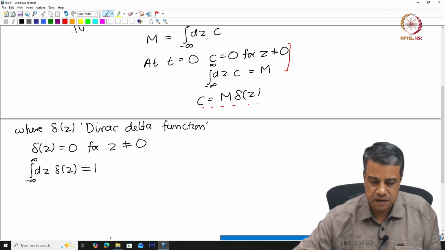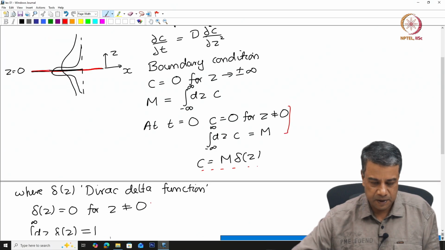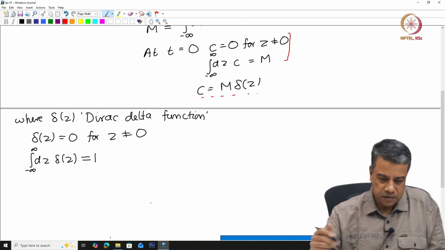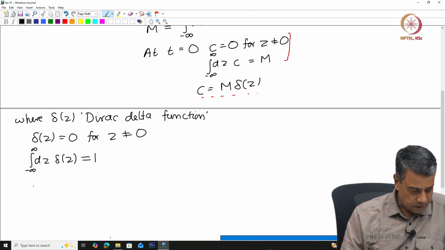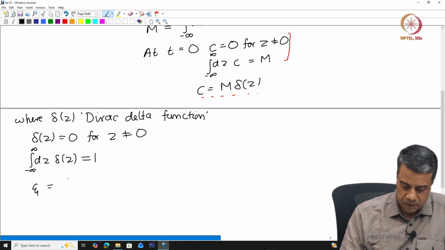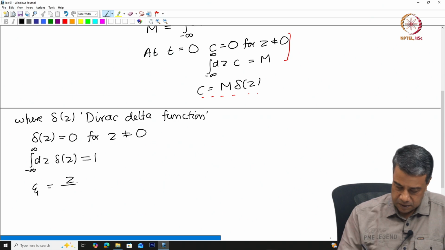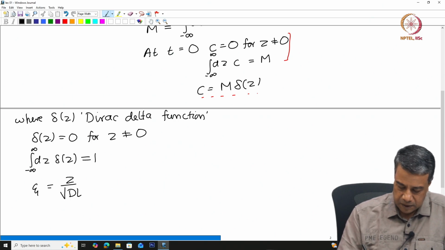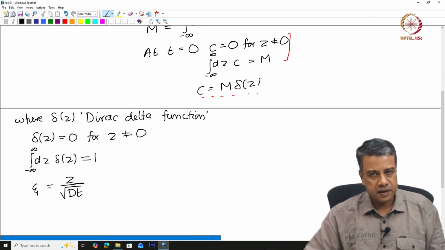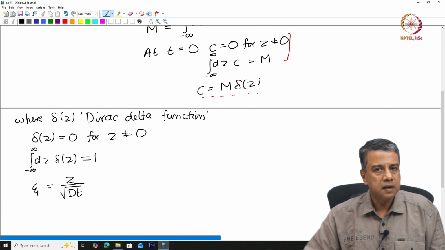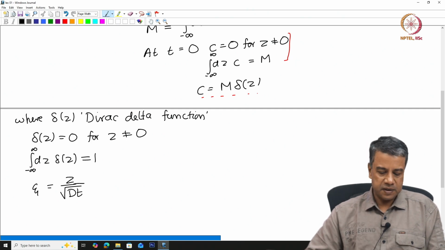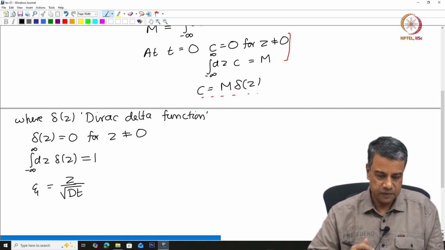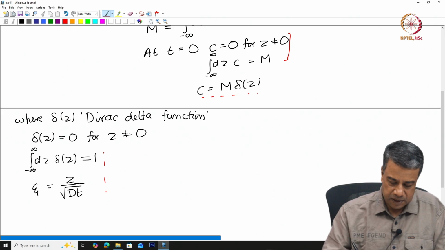As in the case of diffusion into an infinite medium, there is no length scale here. So therefore, I can define the scaled coordinate psi is equal to z by root of Dt. There is a similarity variable for the z coordinate, z by root Dt, because there is no length scale in the problem by which I can scale the z coordinate. So therefore, I have to define psi is equal to z by root Dt.